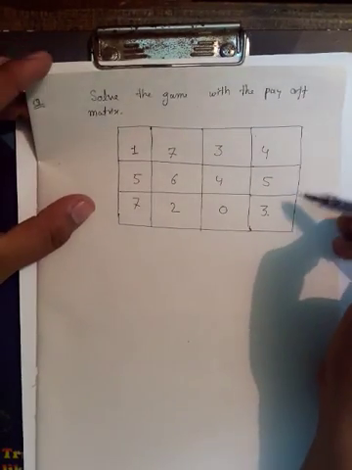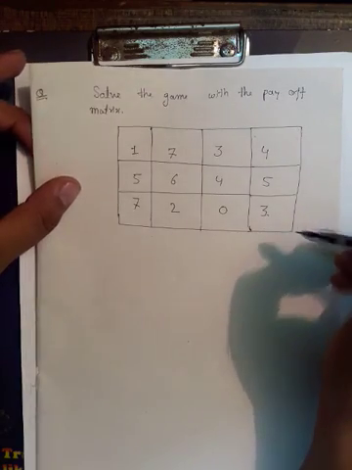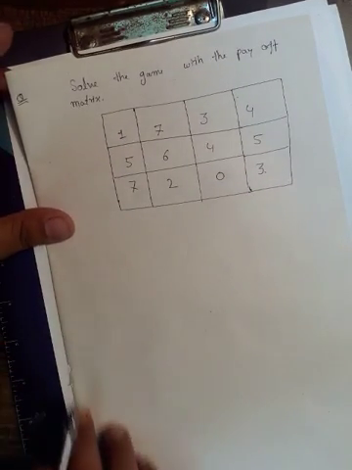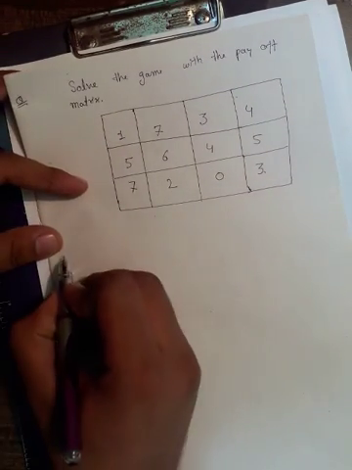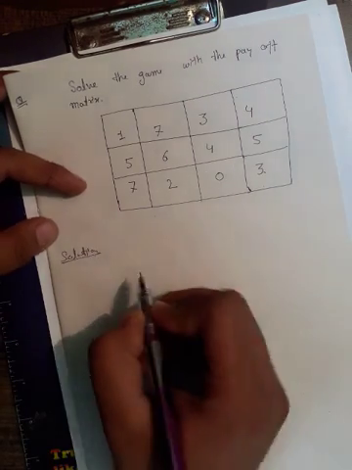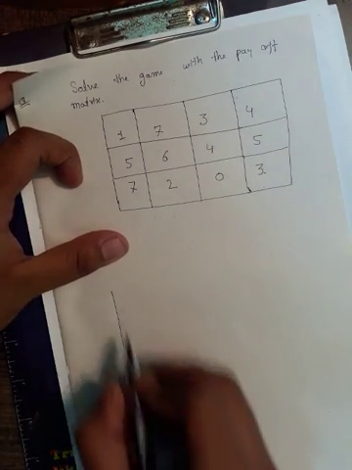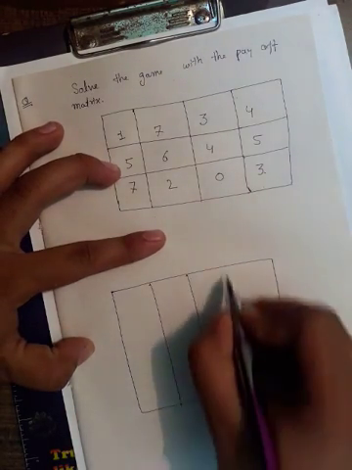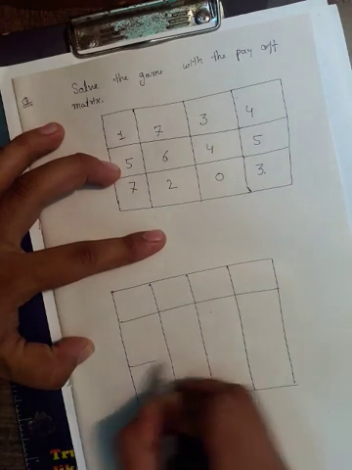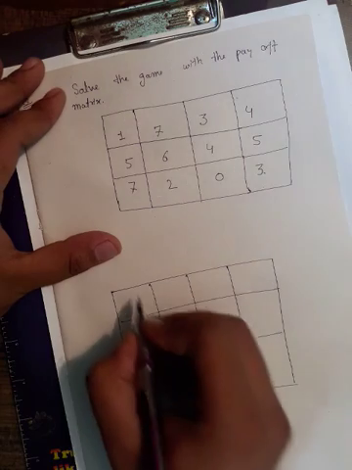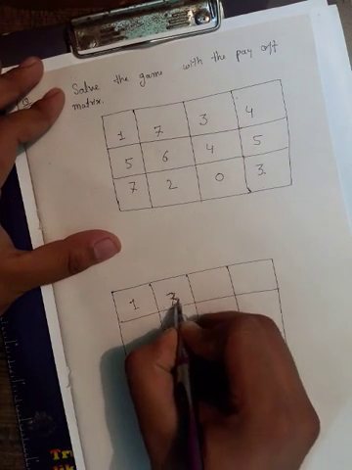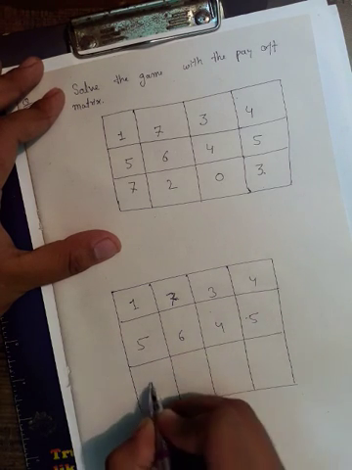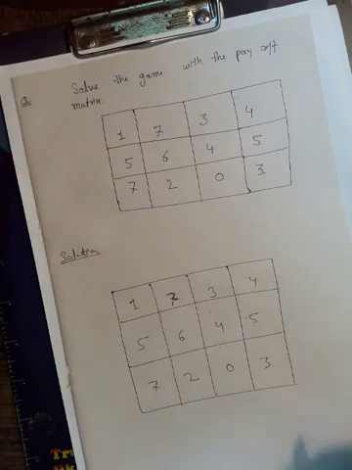Here the given matrix may be a square matrix or a rectangular matrix. So we will follow the basic steps to solve it. First, write the matrix given as it is. Four columns, 3 rows: 1 7 3 4, 5 6 4 5, 7 2 0 3.